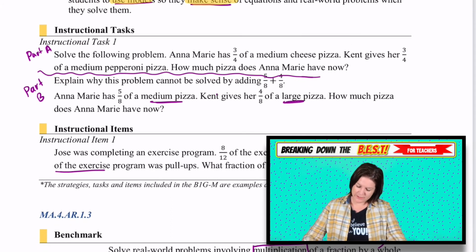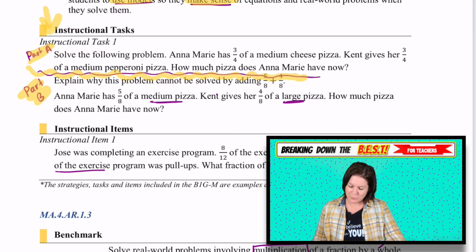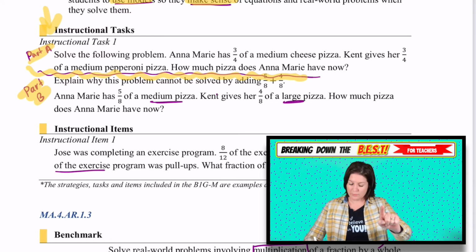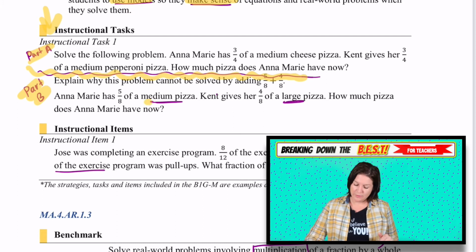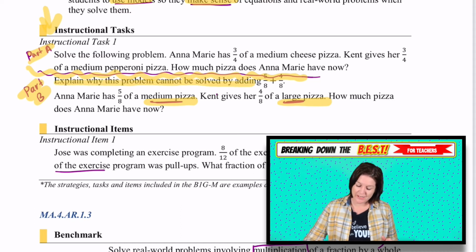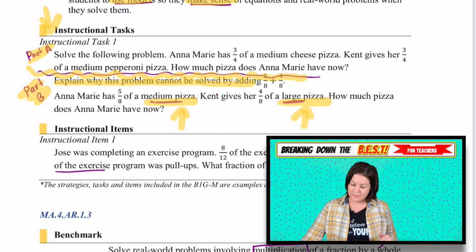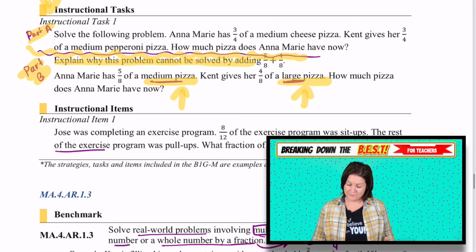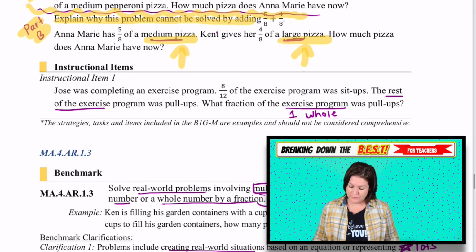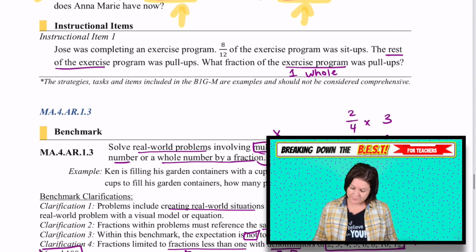This instructional task right here, I just made a little note because I was reading this problem down here and I noticed, oh, this is a 2-part problem and this would kind of be considered part A and part B. But remember before where they were saying that it had to be from the same whole? Well, this problem, a medium pizza and a large pizza, this question requires a student to explain why this problem cannot be solved, and it's because we have different wholes there. So those are great conversational items to have.